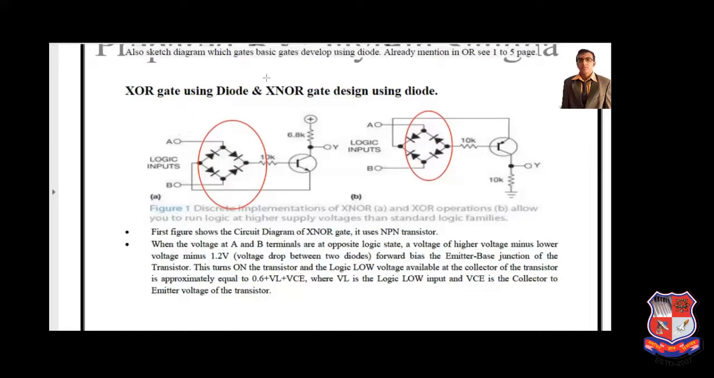If we apply 1 1 input, see this very carefully, here 1, here also 1, here also 1. Now see, here 1, then this diode is in forward bias. So here 1 is directly applied. If 1 is applied to the base, then output is 0 at collector.